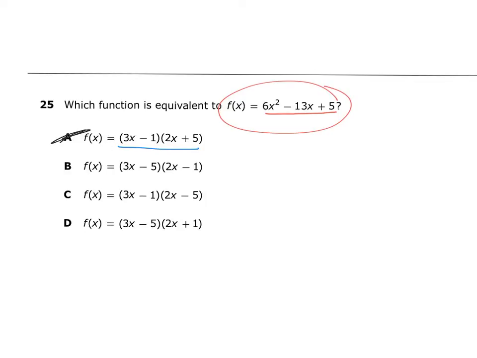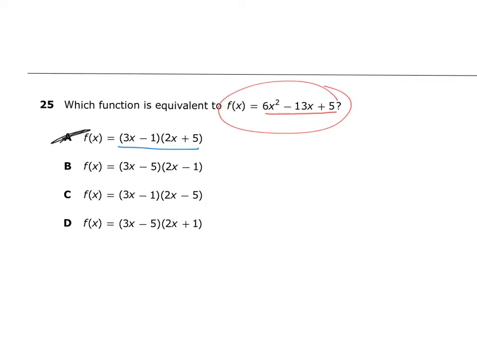When I graph it, it looks like it could be the same graph. Now, just in case it's out of the window and I can't actually see it, I'm going to go ahead and try the next two, C and D. C being 3x minus 1, 2x minus 5. I'm going to go ahead and graph it just to see, but right now B looks like it's our answer.